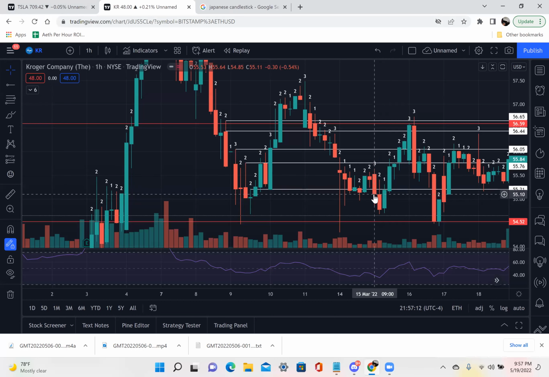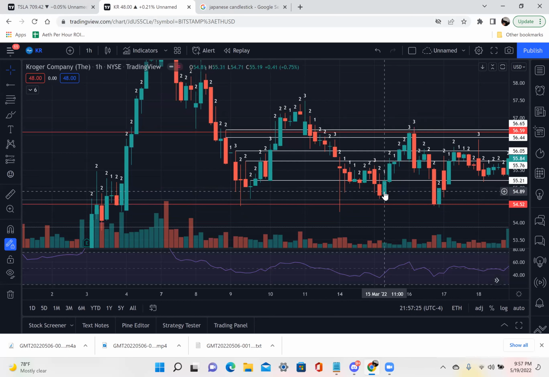It went all the way down, but it closes right there. It went down, but it closed right there. Again, it went down, but it closed right there. Next candle opens up right there, right? So that's another reason I use support and resistance on candles, not wicks.